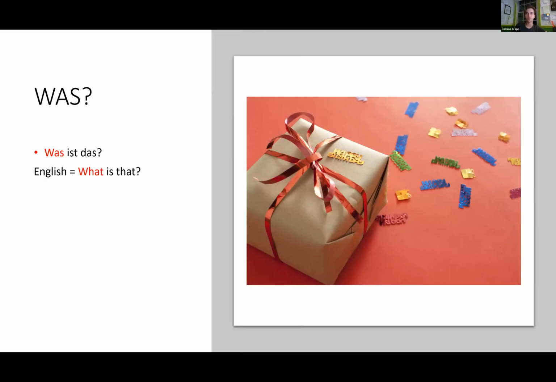Was is a very important one because a lot of times we don't know what something is or what someone said. Was ist das is what is that?